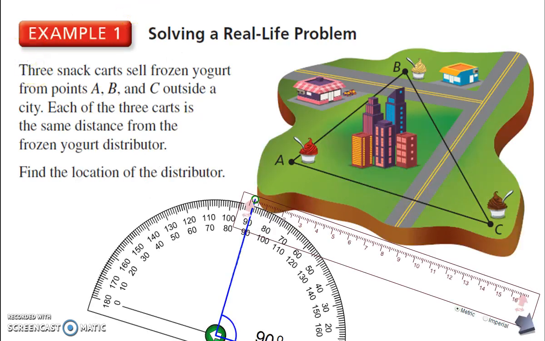Alright, so here's a real world, real life problem. We have snack carts that sell frozen yogurt at points A, B, and C. All three carts are the same distance from the frozen yogurt distributor. Find the location of the distributor. Alright, so we're going to do this with a ruler and a protractor.